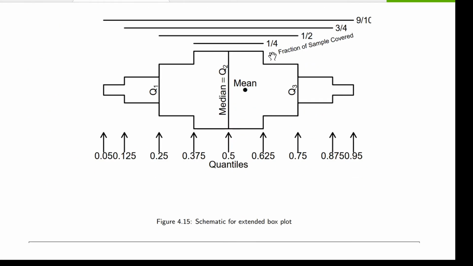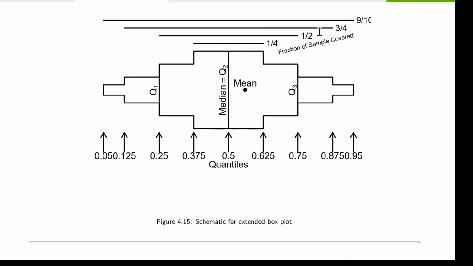So this is a schematic of an extended box plot. You see we have the mean, we have the median that splits the data into half. Then we have the interval here, these quantiles 0.375 to 0.625. That is a quantile interval that contains 1/4 of the data.